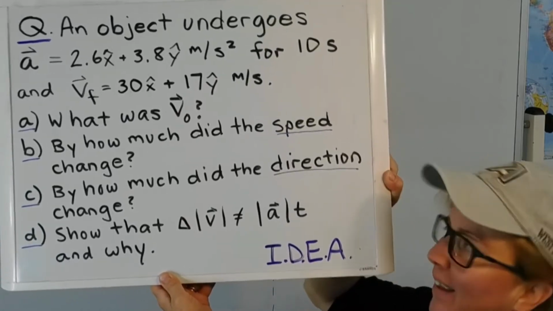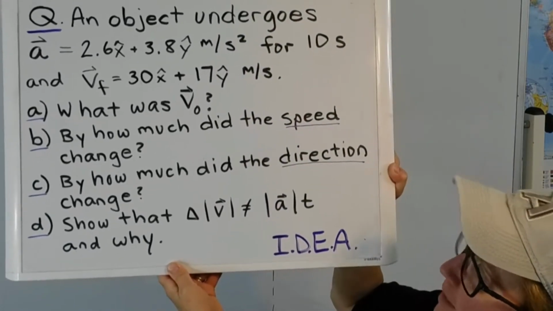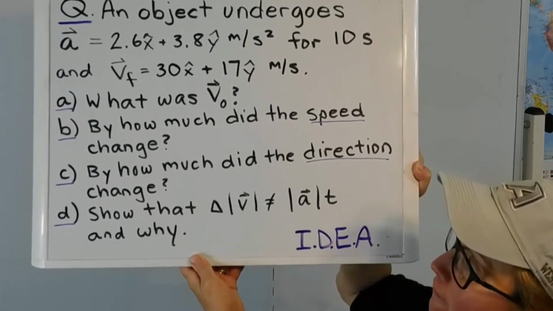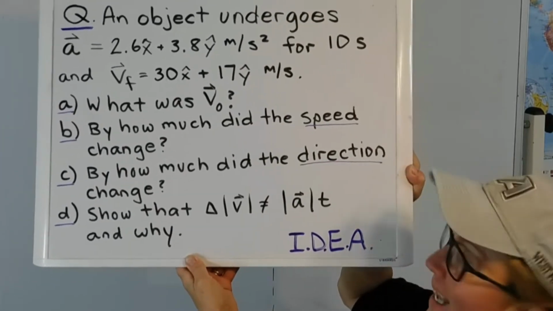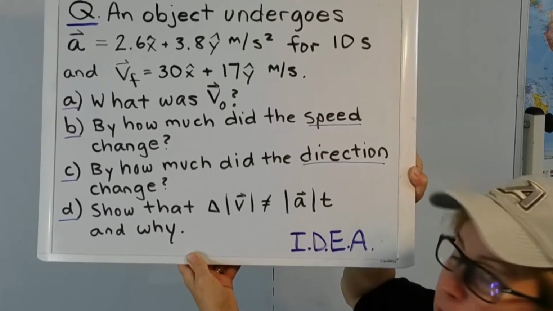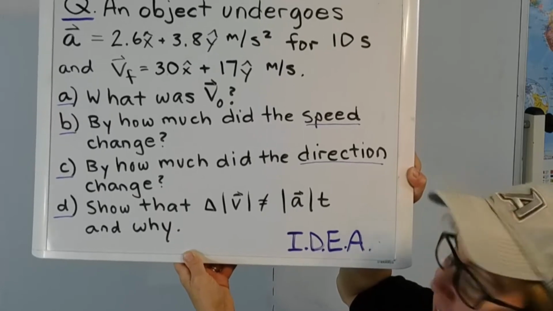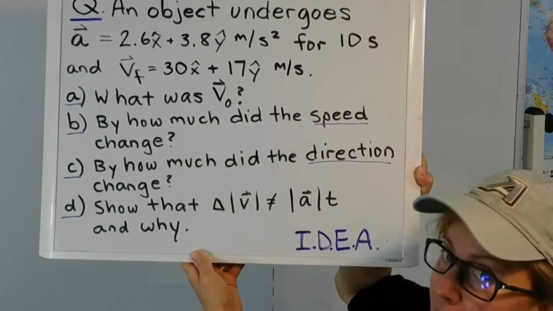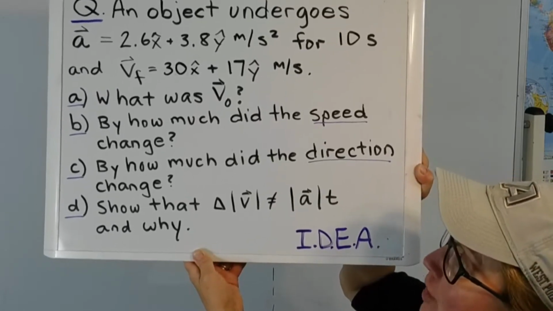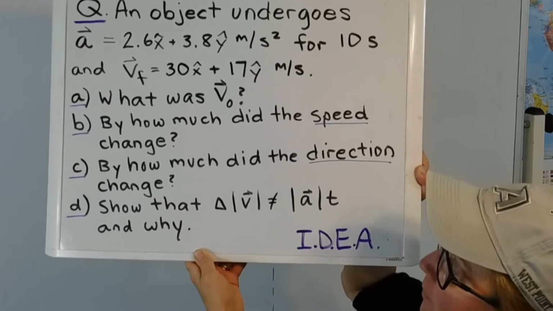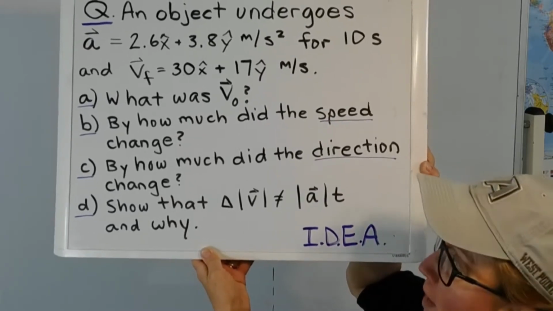Hello and welcome. In this problem, an object undergoes an acceleration which is given to us in component form, 2.6 x hat plus 3.8 y hat meters per second squared for 10 seconds. And we are given the velocity also in vector form, the final velocity, as 30 x hat plus 17 y hat meters per second. So we have four parts to this question.